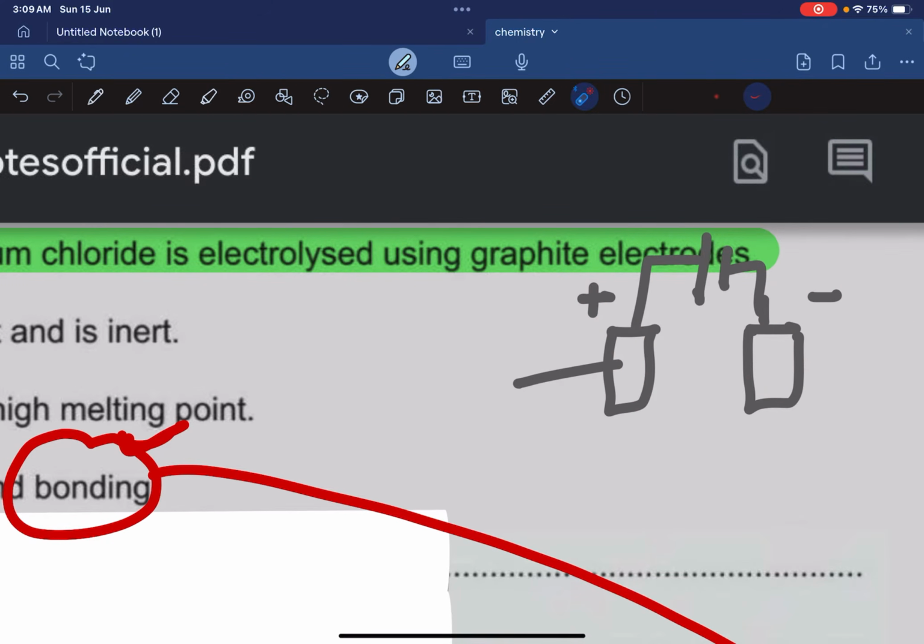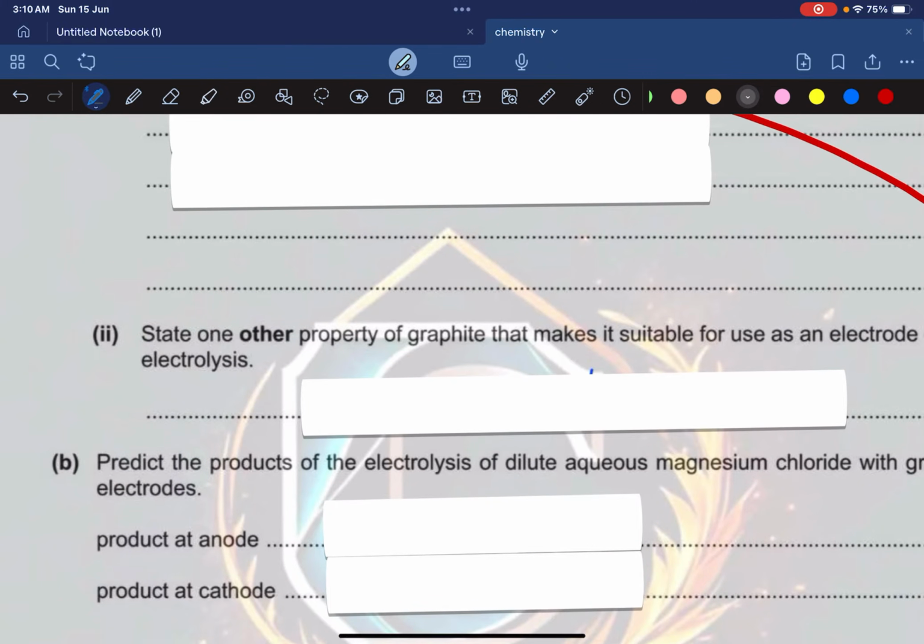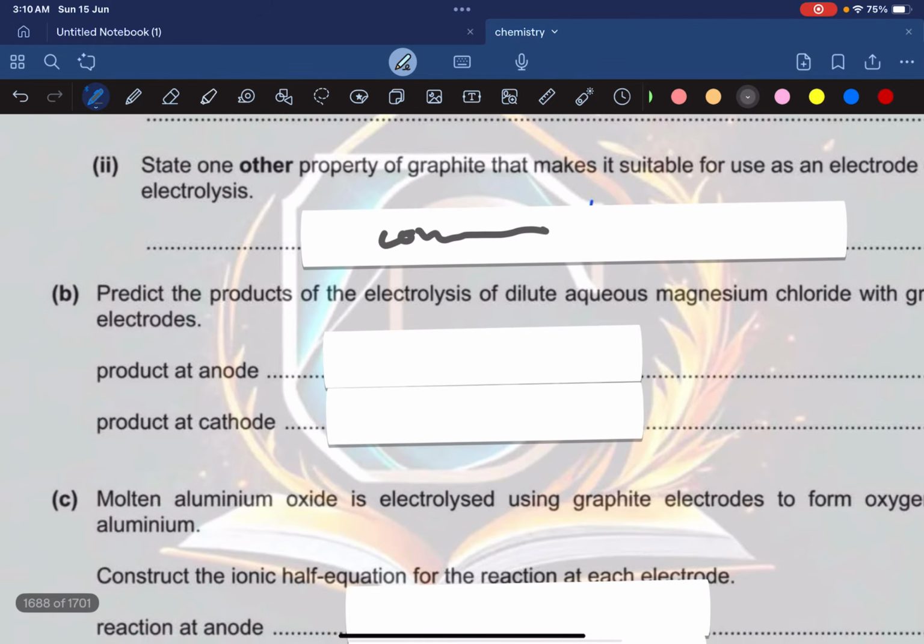But still, for electrons to travel, you need a conductor. So you need a good conductor. So the property that's going to be used is again going to be your conductivity, because it's a good electrical conductor.